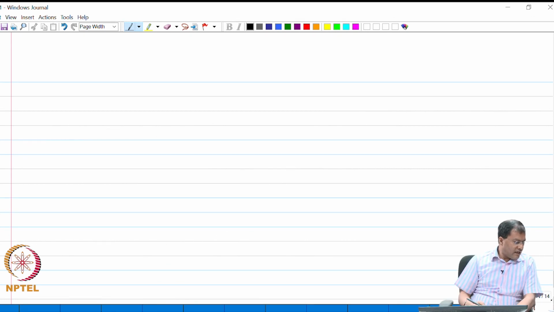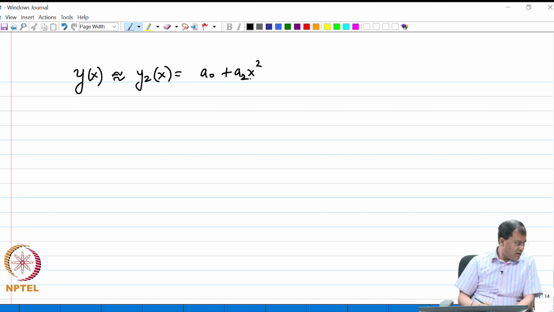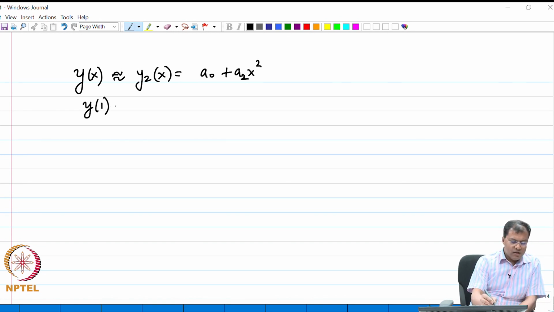Let us now approximate y of x by y2 of x, which is nothing but a0 plus a2 x square, since a1 is already 0. Let us use the lowest order approximation and see how the Ritz method compares. Further, we know that y at 1 is also equal to y0. We have taken y0 equal to 2, which we will use later on. So this is also equal to 2.